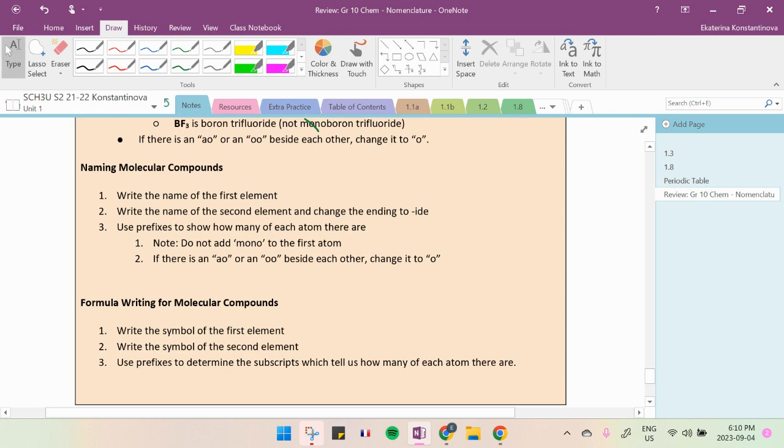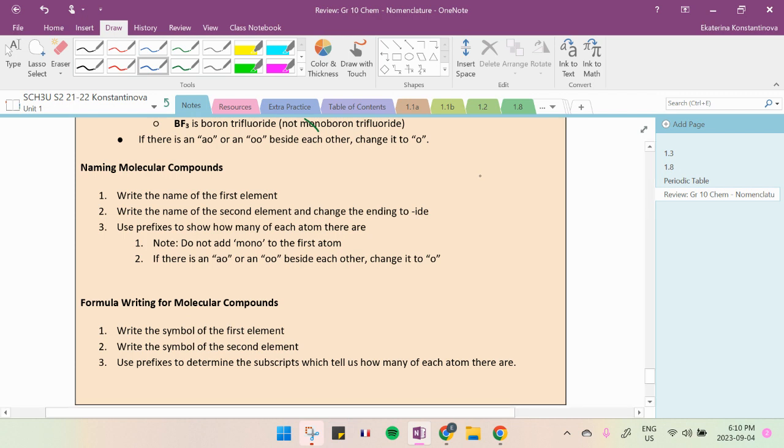So when you're naming, write the name of the first element, write the name of the second element, and change the ending to "ide." Use prefixes to show how many of each atom there are. Again, do not add mono to the first atom, and if there's A O or O O beside each other, change it to just an O. So here's an example.